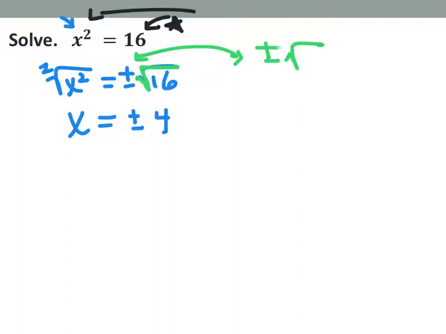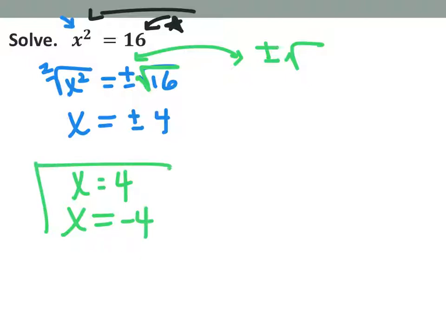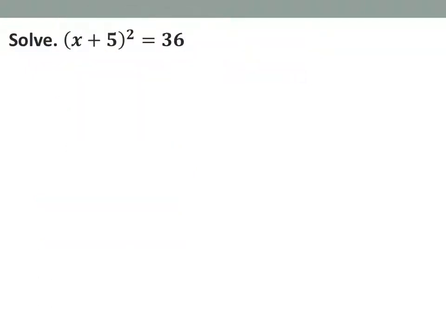So that is saying then that x is equal to 4 and x is equal to negative 4. And if you substitute those back into the original equation, you'll see that they both make a true statement. For this example, we still have a perfect square number on the right-hand side. On the left-hand side, we have our variable within parentheses, but it is squared. So we can take the square root of both sides.